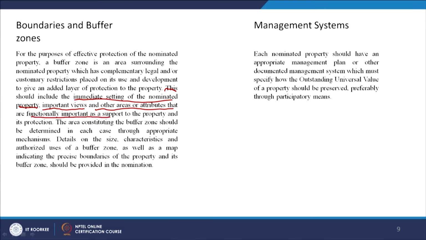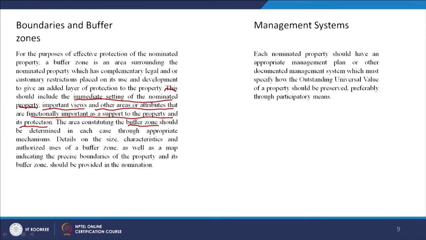And other areas or attributes that are functionally important as a support to the property and its protection. Imagine you have the heritage property and someone wants to set up an industrial zone next to it. Obviously it is going to create certain impacts on the property. There is a strong chance that it might deteriorate the fabric of that place. So it extends not just to building and conservation considerations, but it goes back to planning considerations.